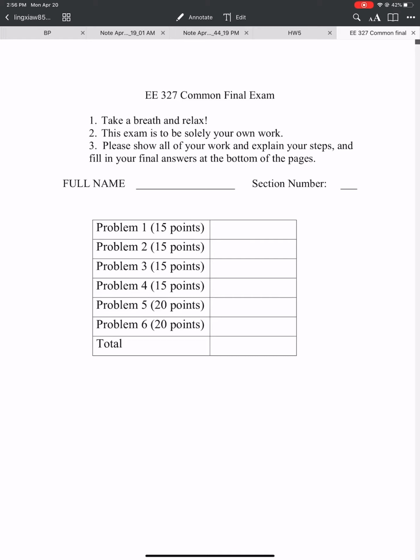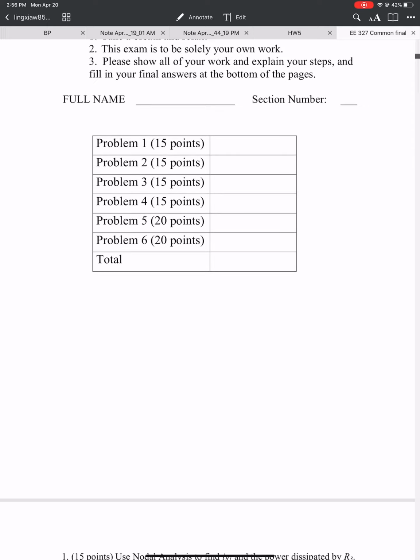In today's class, I will go through the common final exam, like exam number 2. I will give you a few steps of each question, so you guys have better instructive suggestions to finish the common final exam. All right, so let's get started.